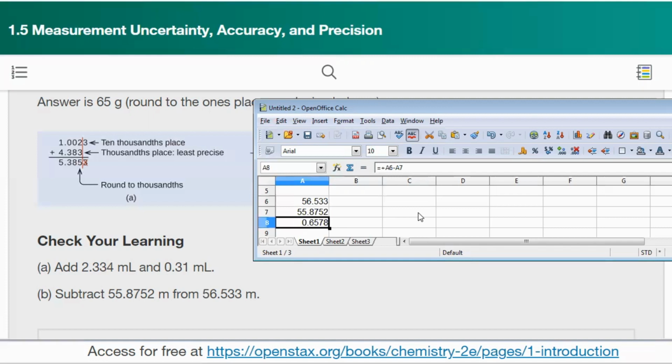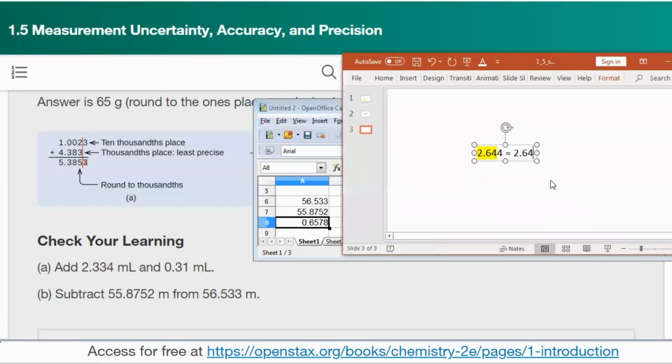0.6587. But notice this number here has only 3 numbers to the left of the decimal, three positions to the left of the decimal point. Therefore, we're going to, let me just clean this up a little bit.